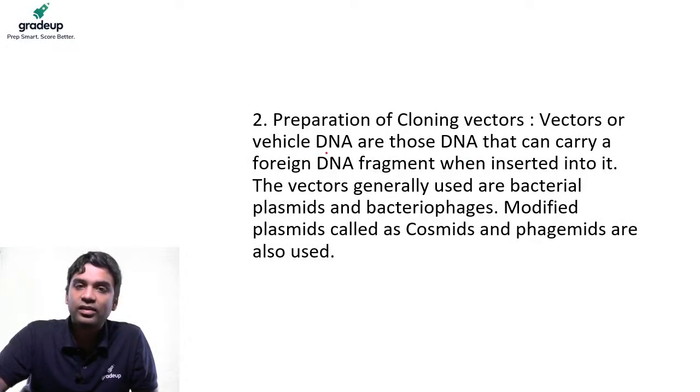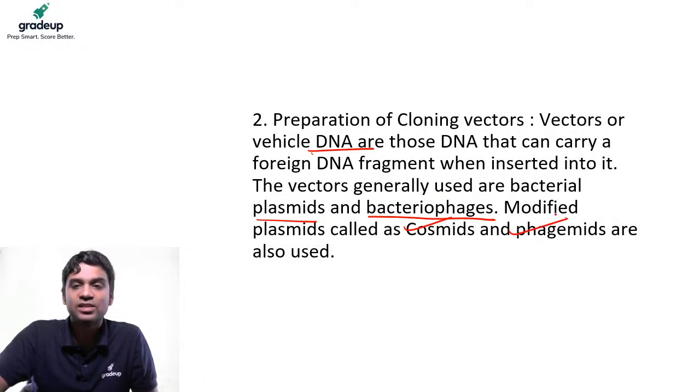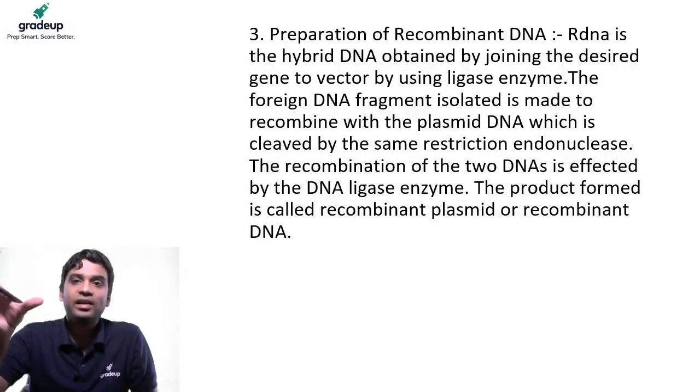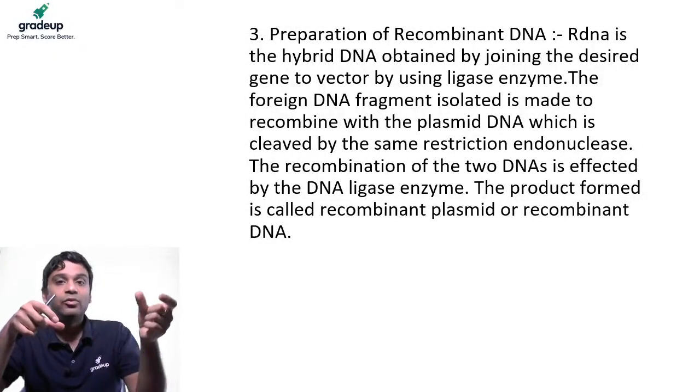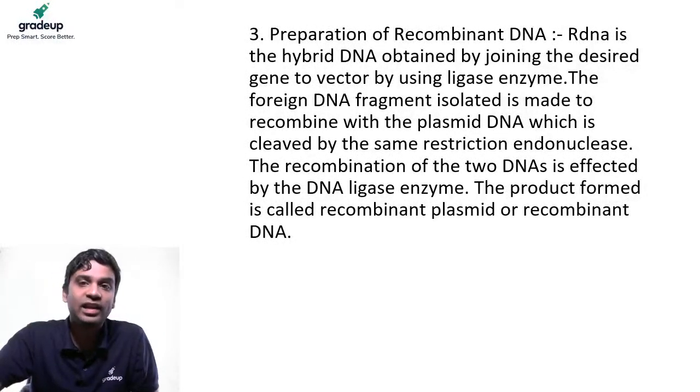Now these vectors are the DNA, just say you carry and you give it to the host cell. Okay, and they are also called plasmids. Generally the ones used are bacterial plasmids and bacteriophages, and the modified plasmids are called cosmids or phagemids. So you take plasmids, and then you prepare the recombinant DNA. How do you prepare the recombinant DNA? You take the desired DNA sequence, apply it to the vector, and it ligates with the host cell's DNA by the enzyme called ligase.